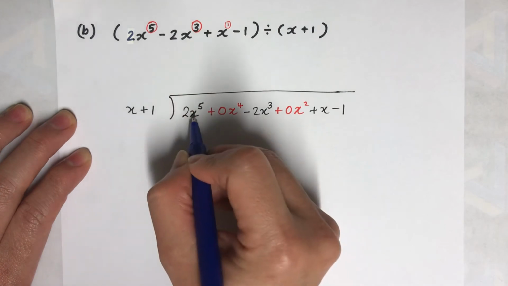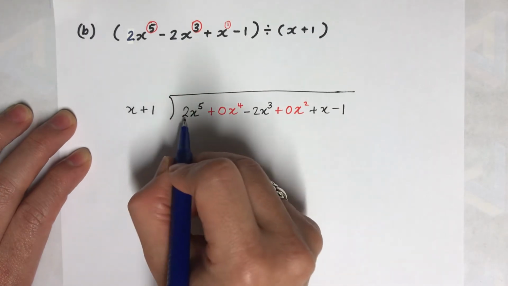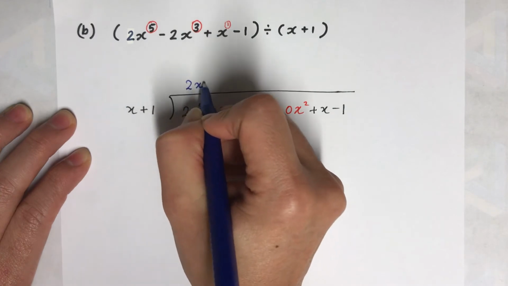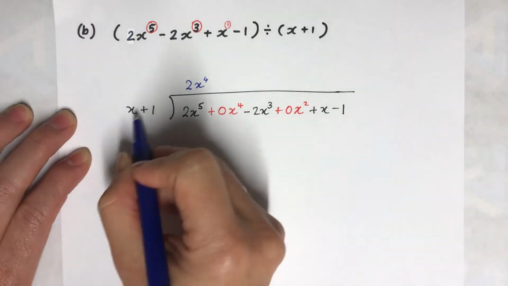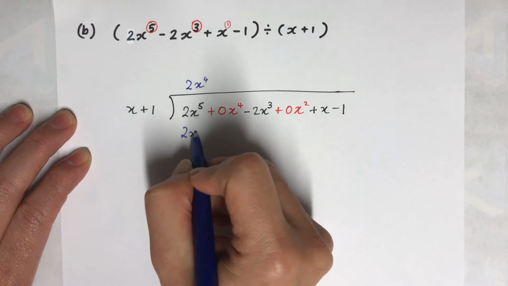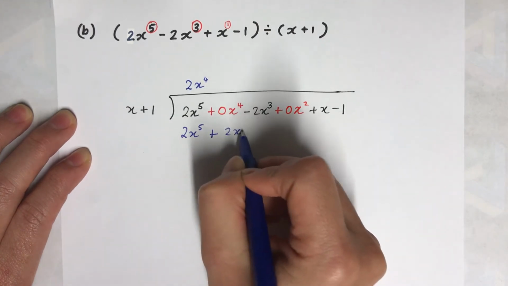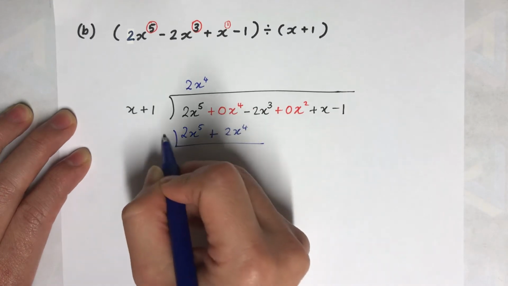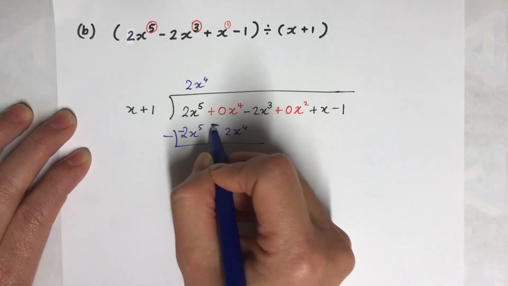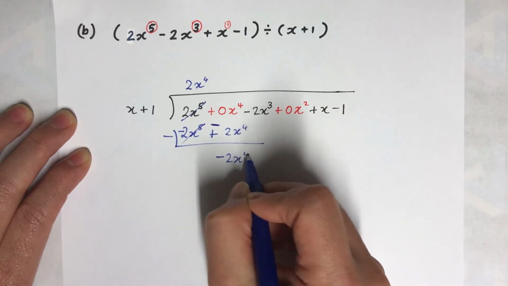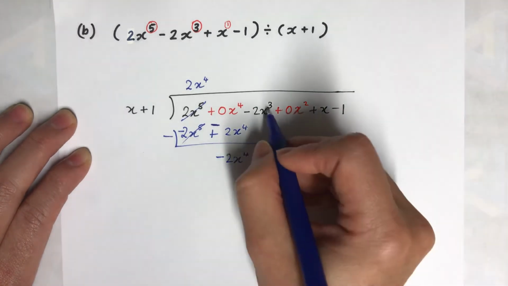Now, to get from x to 2x to the power 5, I'll have to times by 2x to the power 4. Okay, so when you times this together, I'll get 2x to the power 5 plus 2x to the power 4. Minus this, so it'll be minus there, minus there. So that cancels out. Now I'm left with 2x to the power 4, and bring this down.